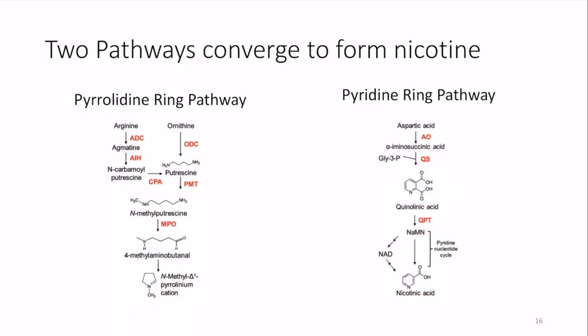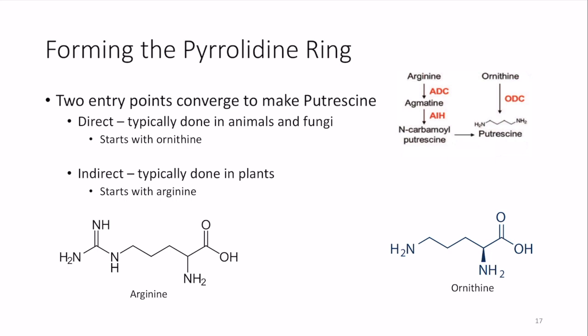To synthesize nicotine, there are basically two pathways that are going to converge and then combine these two ring structures. First, you synthesize the pyrrolidine ring, and then you synthesize the pyridine ring, and then those two rings are joined together. So first we're going to look at the pyrrolidine ring pathway. When we form the pyrrolidine ring, there are basically two entry points into the pathway, and the main goal is to synthesize this molecule, putrescine.